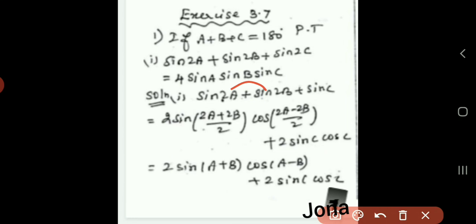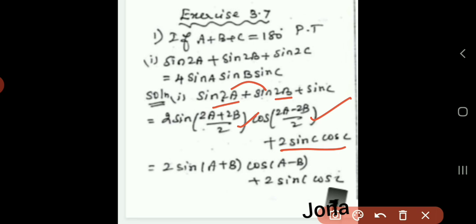The formula for sin C plus sin D is 2 sin of (C plus D) by 2 cos of (C minus D) by 2. Here in the place of C we have 2a and in the place of D we have 2b. So 2 sin of (C plus D) by 2 is here and cos of (C minus D) by 2 is here. Keep the third term as it is, that sin 2c is here. Sin 2c is 2 sin c cos c.